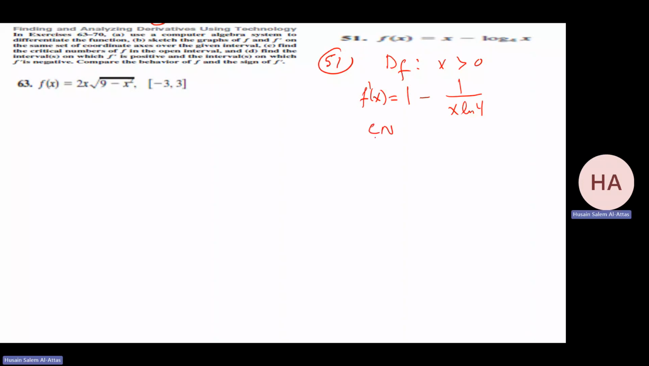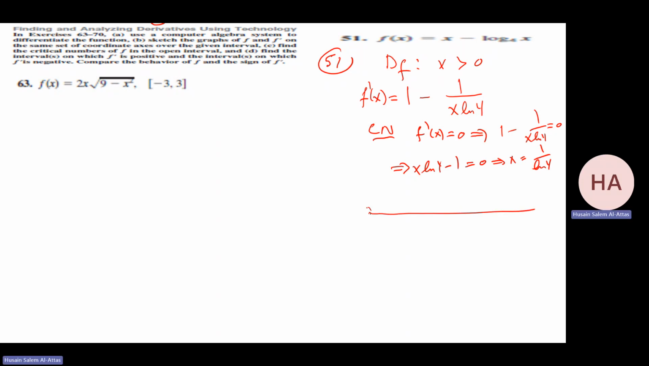Okay, critical numbers. I check f prime equals 0. So I have 1 minus 1 over x ln 4 equals 0. That means I have x ln 4 minus 1 equals 0. So I have x equal 1 over ln 4. So this is a critical number. Now, I'll put this one. This is 0. This is 1 over ln 4.